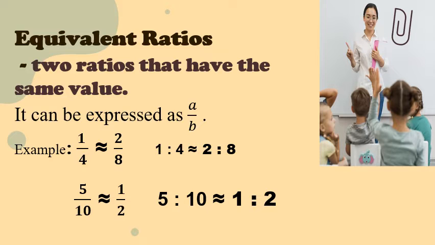Let us first define what an equivalent ratio is. What is an equivalent ratio, class? Two ratios that have the same value. When we say there are two ratios and they have the same value, that is what we call an equivalent ratio. It can be expressed as A is to B or A over B. Let us have an example. 1/4 is equivalent to 2 over 8, or 2 over 8 is equivalent to 1/4. So how did we get 2 over 8?